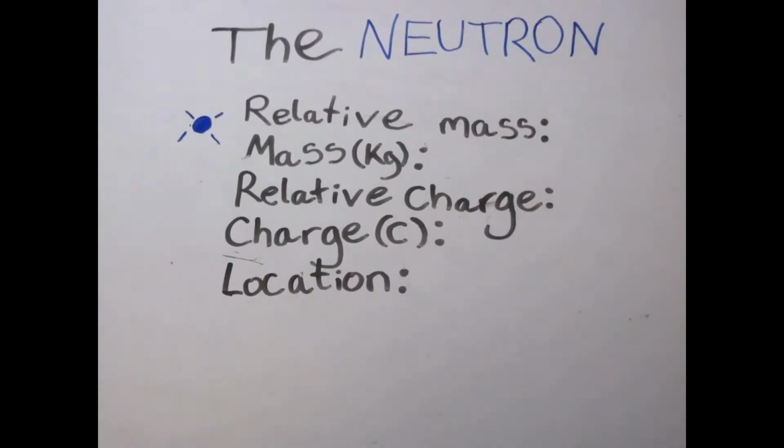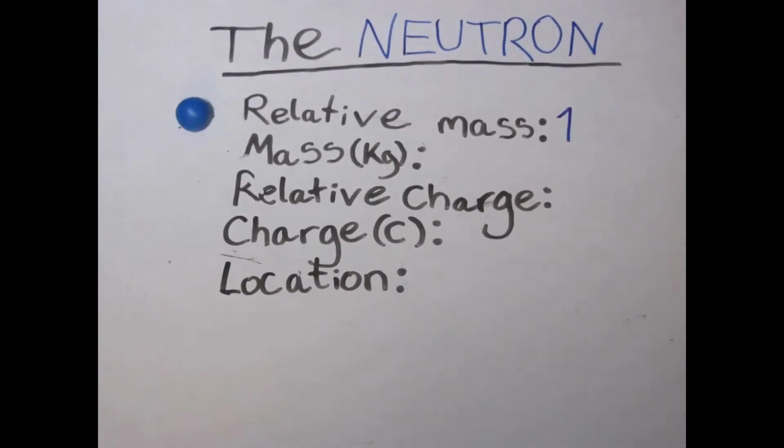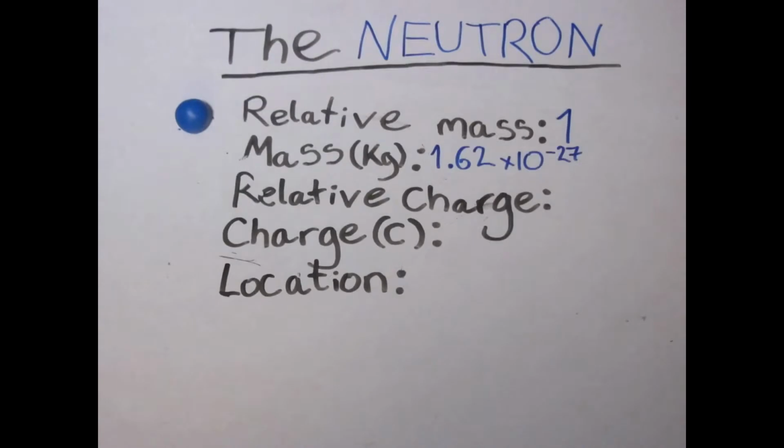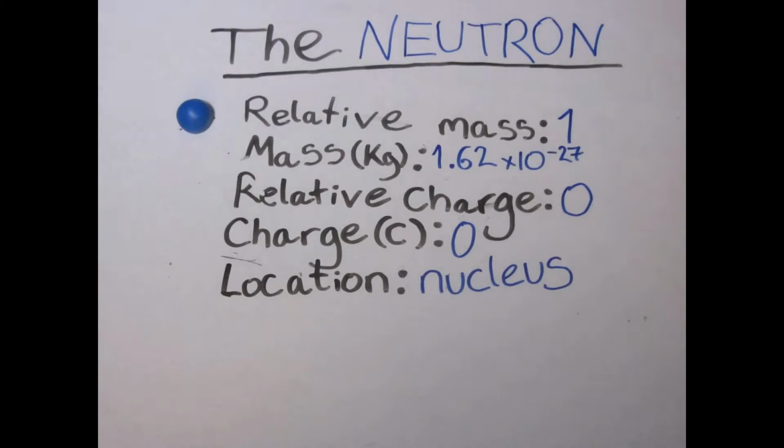Now on to the neutron. We have a relative mass of 1, a mass in kilograms of 1.62 times 10 to the minus 27, a relative charge of 0, a charge in coulombs of 0, and is also located in the nucleus.